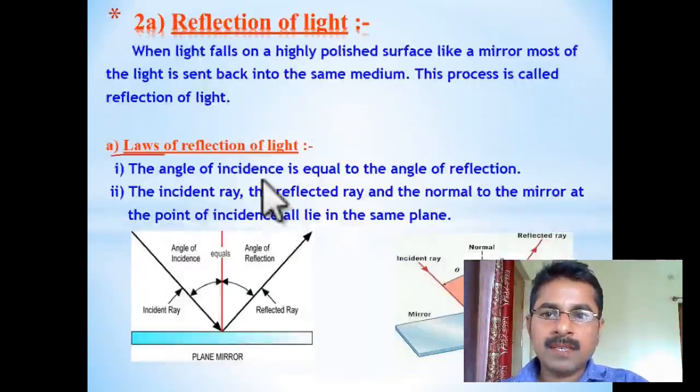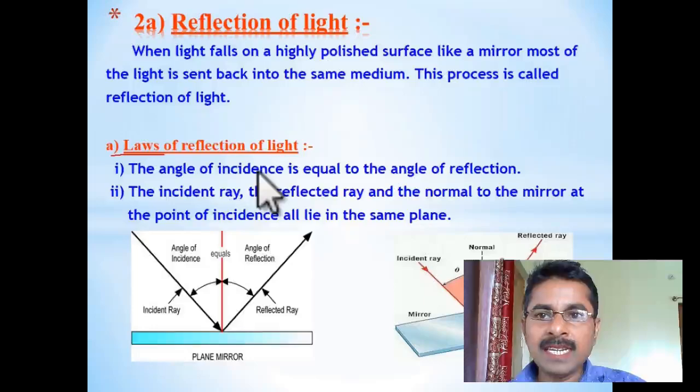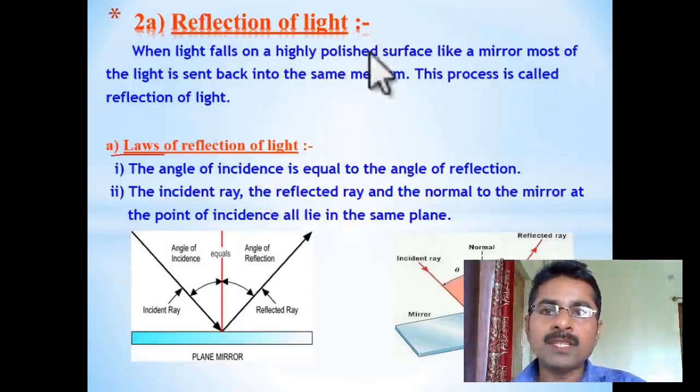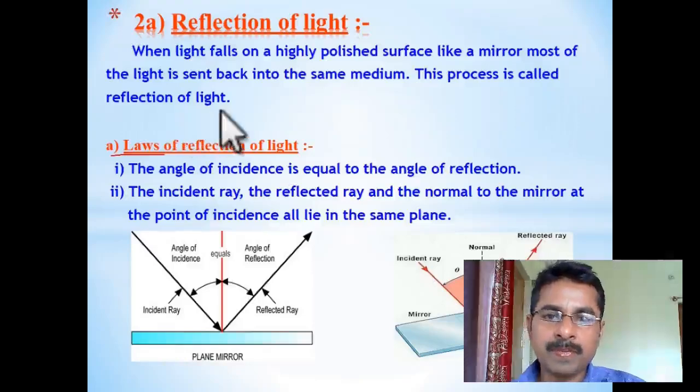So in this topic, we are going to discuss in detail about reflection of light. What is reflection of light? When light falls on a highly polished surface like a mirror, most of the light is sent back into the same medium. This process is called reflection of light.